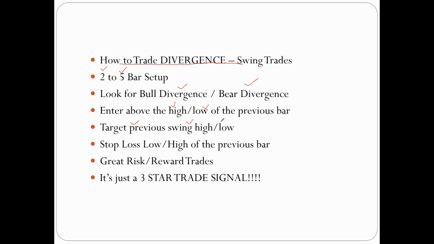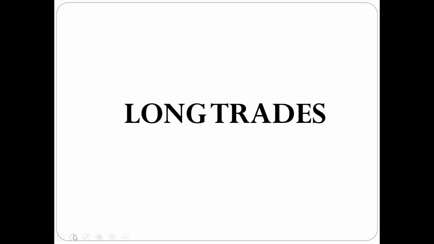Targets are the previous swing high or previous swing low. Stop loss is the low or high of the previous bar. This setup has a great risk reward, it gives a good risk reward trade, and it is just a 3-star signal for me. We have signals from 3 stars to 10 stars. This has been rated according to the probabilities of the signals and the success ratio, and this is the 3-star signal. When you see the success ratio of this signal, you will wonder what the 5 to 10 star signals are all about. All right. So if you ever trade a divergence, this is the only way to trade a divergence. All other ways won't work.